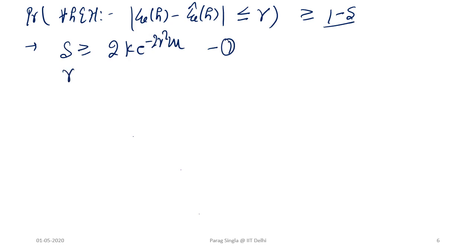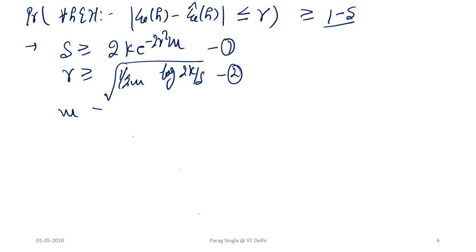Or we can say that gamma should be greater than or equal to the square root of 1 by 2m log 2k by delta. So this is the second one. Or we can say that m is greater than or equal to 1 by 2 gamma square log 2k by delta.